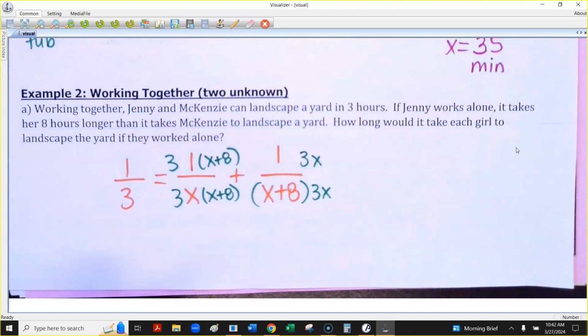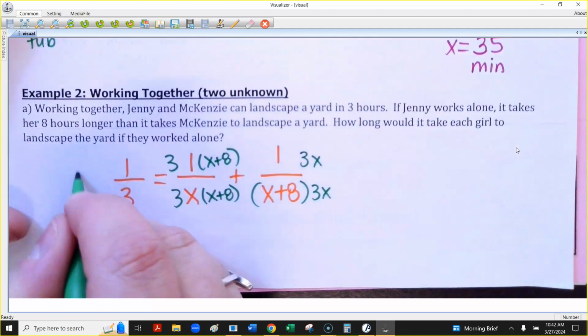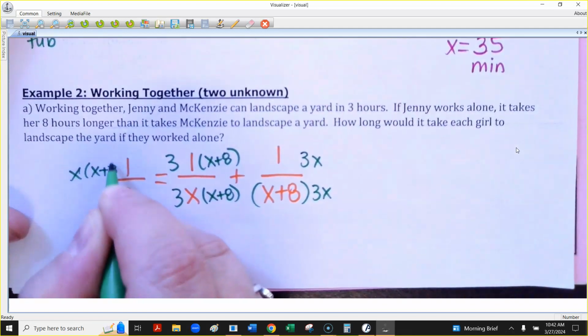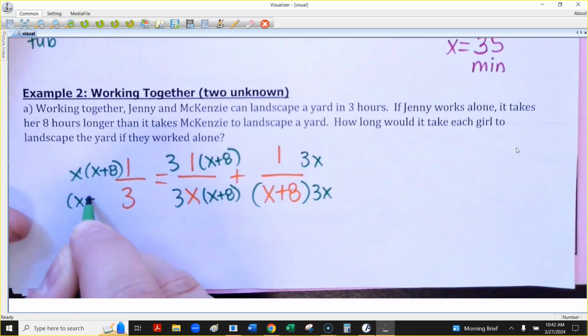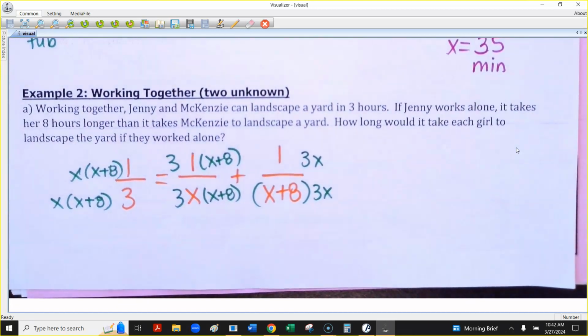And then on this one, I have the 3, but I need the x and the x plus 8 to create a common denominator. So this one is going to probably be the trickiest of all the ones that we've done so far. All right, so all my denominators match. I'm just going to cross this out.